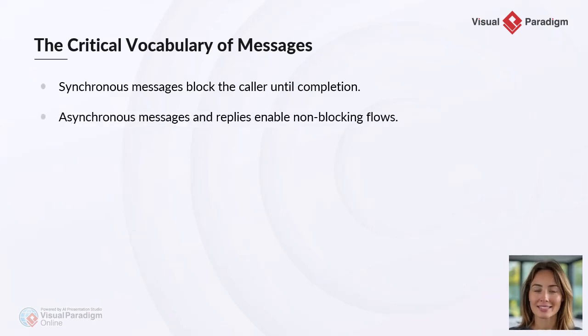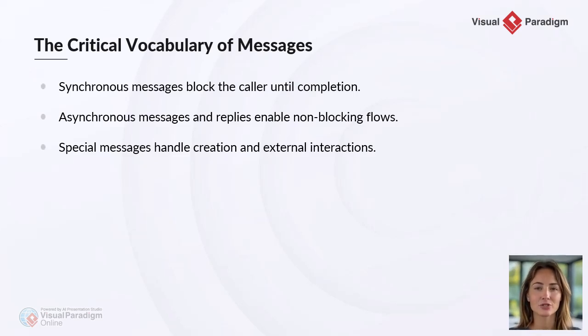An open arrowhead signifies an asynchronous message, allowing the caller to continue immediately. A dashed open arrowhead, in turn, represents a reply returning control or data. A dashed line to a lifeline header shows a create message for a new object. Meanwhile, lost and found messages, pointing to or from a filled circle, handle external participants.